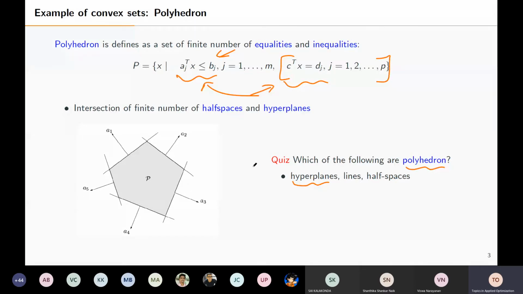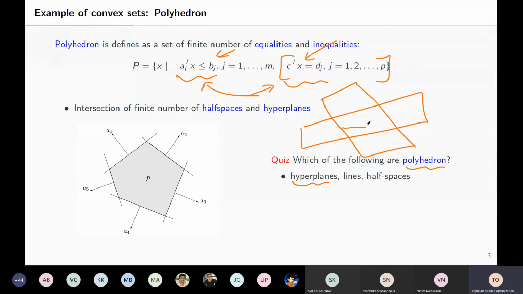So by intersecting two hyperplanes, I can get a line. Let us say one of the planes is this, and another of the planes is this. Assuming that they're intersecting, they will intersect somewhere on a line, right? So that line I can get by intersecting, let us say, two hyperplanes. And half spaces I get, right?